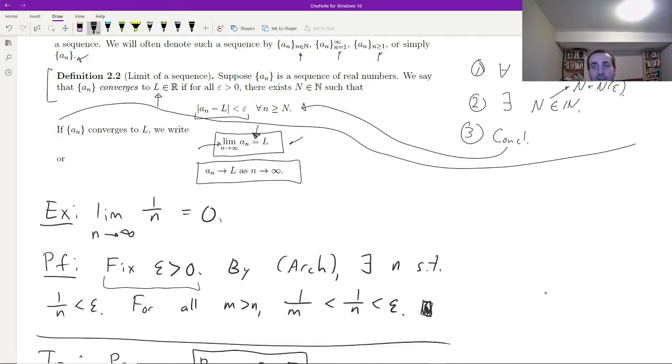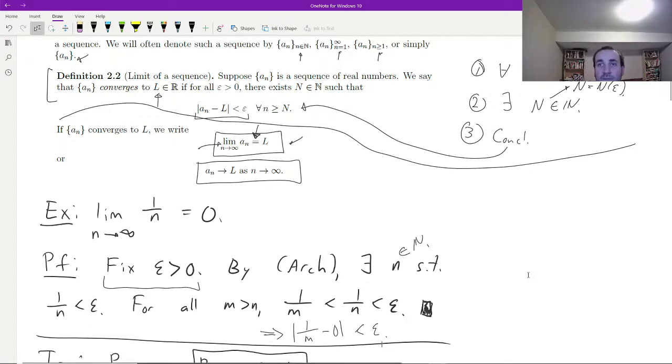Now by the Archimedean property, there exists some integer n so that 1 over n is strictly less than epsilon. That means that for all integers m bigger than n, 1 over m is less than 1 over n, which is less than epsilon, and in particular, |1 over m minus 0| is less than epsilon. Okay, and that's all that I needed to prove that that's the limit.